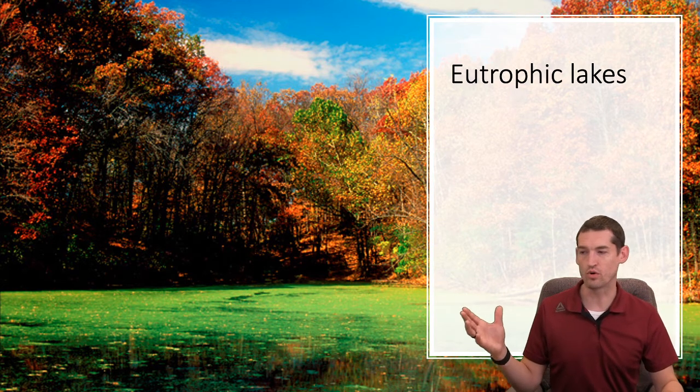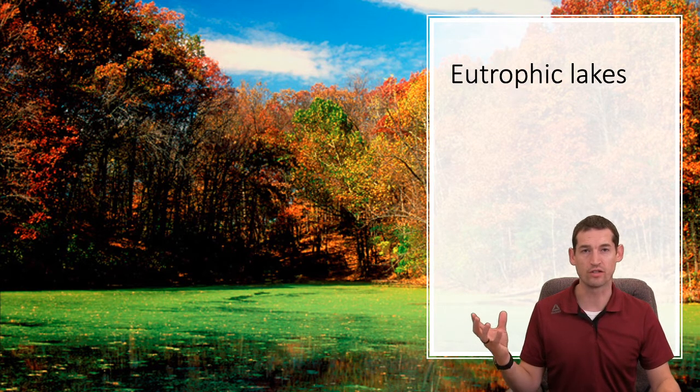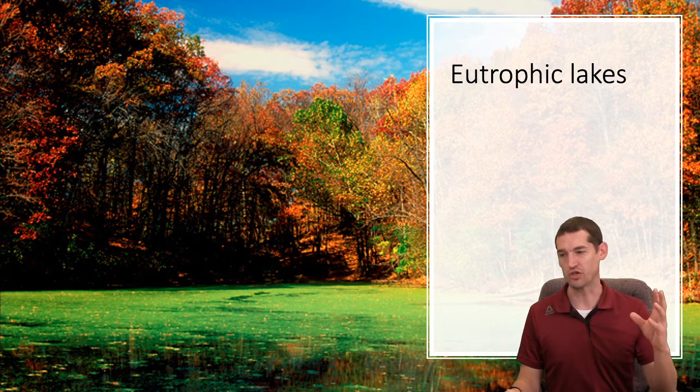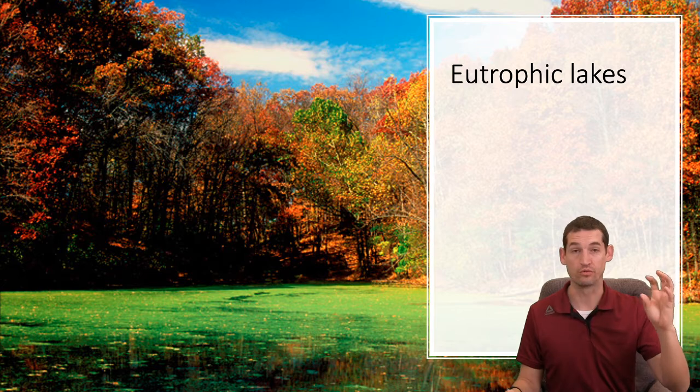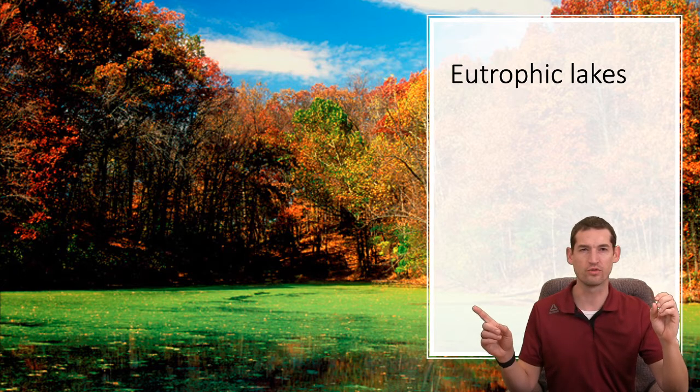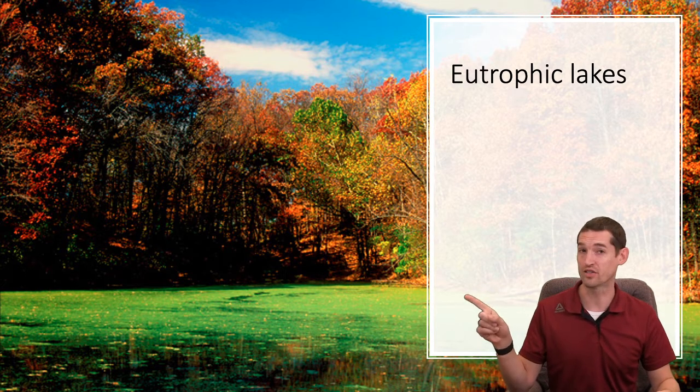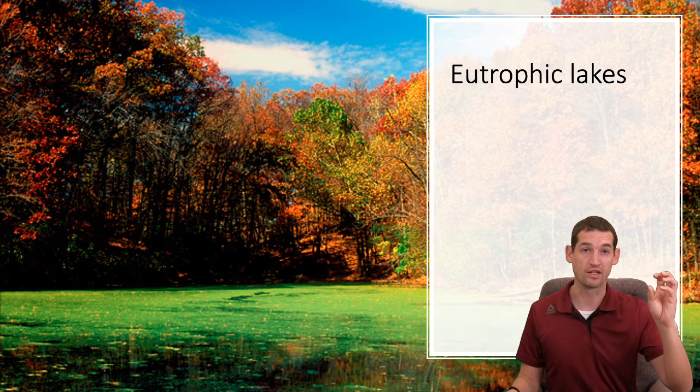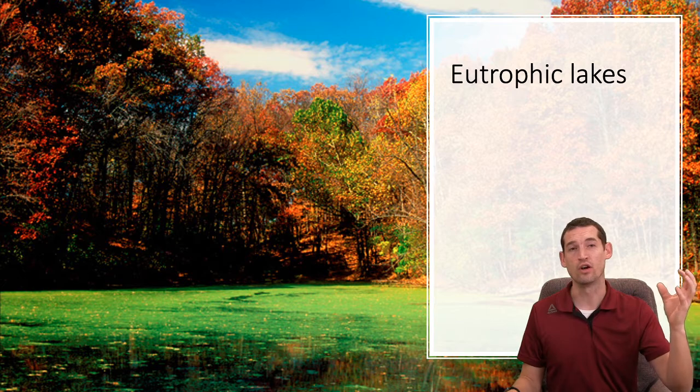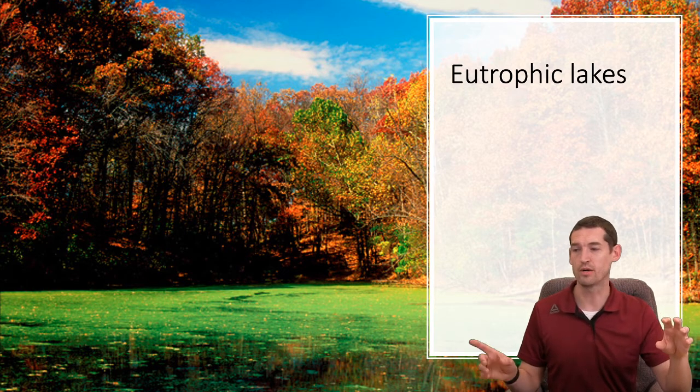You've got deep, cold water in the oligotrophic lakes. You've got shallow, warm, nutrient-rich water in eutrophic lakes. Did I say the oligotrophic was nutrient-rich? It's nutrient-poor, oxygen-rich. Eutrophic is nutrient-rich, although it tends to be more oxygen-poor. And we'll talk about two reasons why.